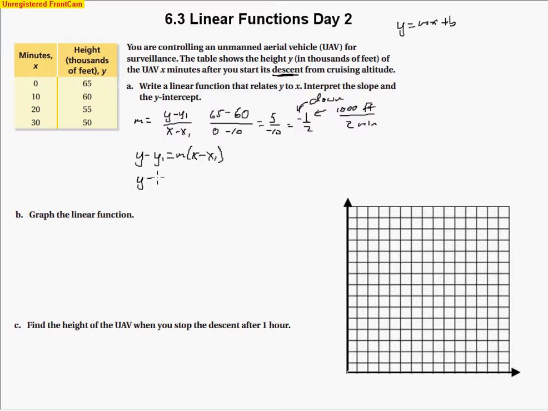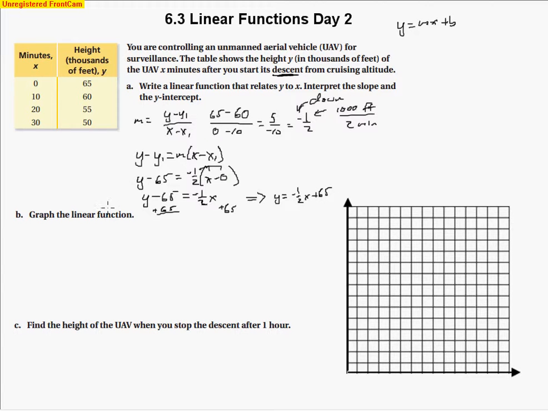y minus 65 equals, and I'm just going to use that negative 1/2 times x minus 0. You can see when you use 0 comma 65, that is the y-intercept. You'll see that when we solve. y minus 65 equals negative 1/2 x, and when you add 65 to the other side, you get your answer. The function is y equals negative 1/2 x plus 65.